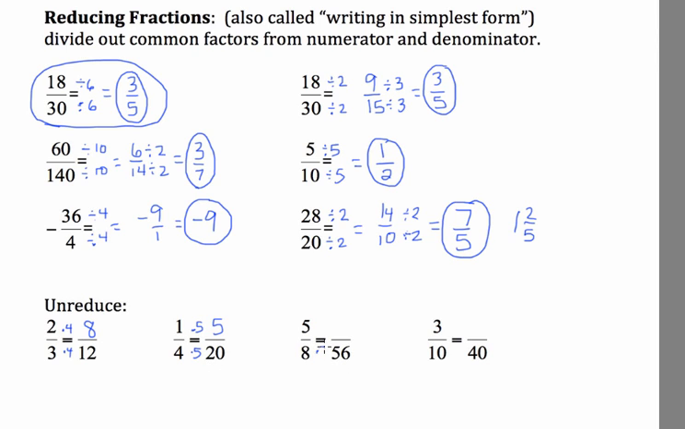8 times 7 makes 56. So you want to multiply by 7 in the numerator as well. 35. Again, we will use that in the next video when we add fractions.